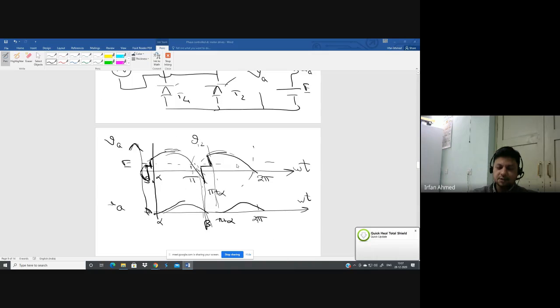We are considering discontinuous conduction first. Discontinuous conduction happens when the armature current becomes zero before the next set of thyristors are turned on. So if beta is less than pi plus alpha, we are going to get discontinuous conduction.